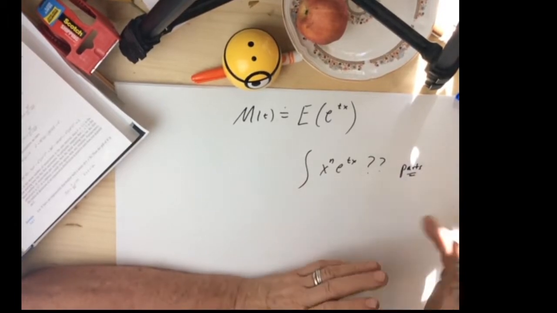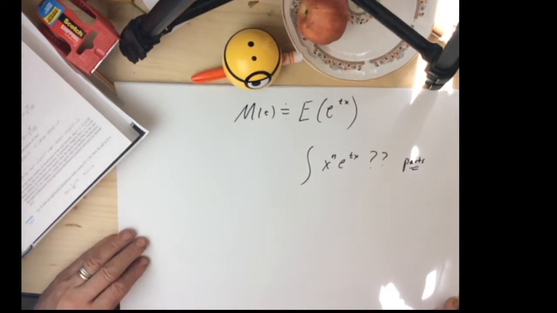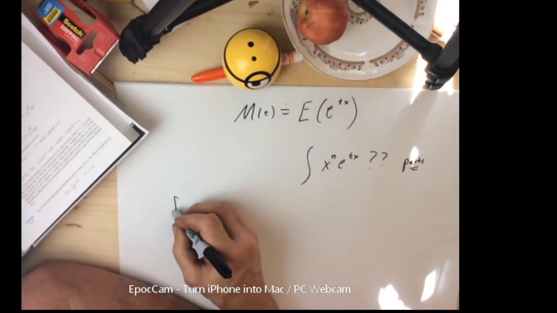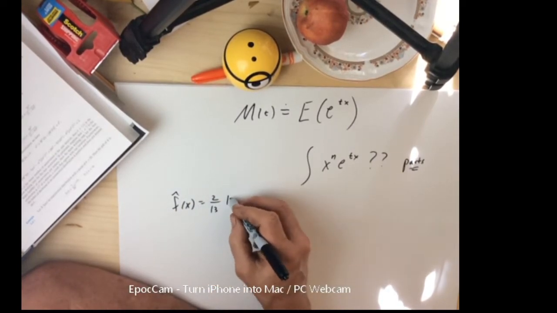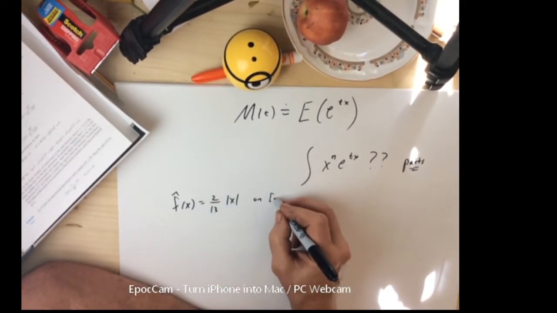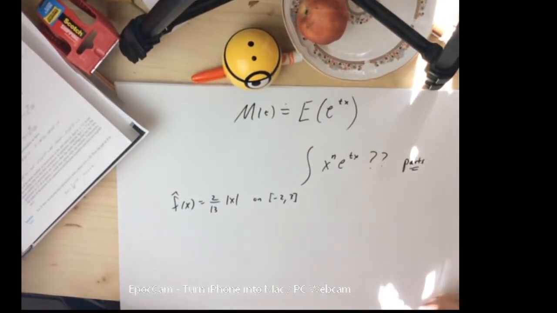And so if you're going to do this type of integral, you're going to have to be able to remember how to do parts. So let's do the continuation. Let's do that moment generating function, that function we were just working with, f hat of x, which is 2/13 the absolute value of x, on minus 2 to 3. What is its moment generating function?